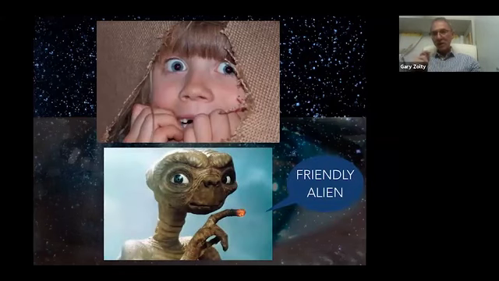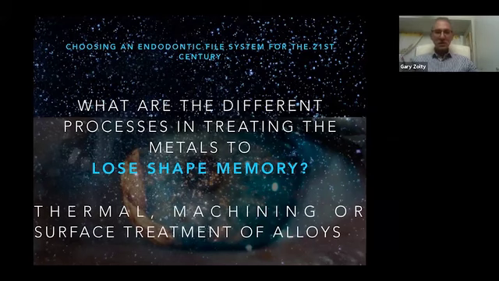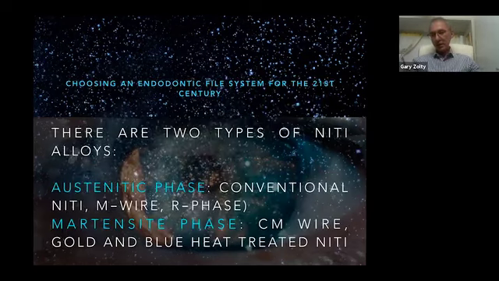But in order to explain why I'm suggesting this, let's go into how they do this. How do they lose shape memory? There are different processes: the thermal, machining, or surface treatment of alloys. And there are two alloys of the NiTi metal. The austenitic phase, conventional NiTi, M-wire, and R-phase. The martensite phase, for example CM wire, gold, and blue heat-treated NiTi.